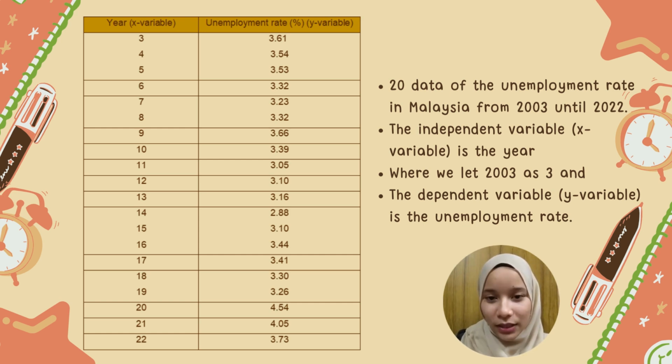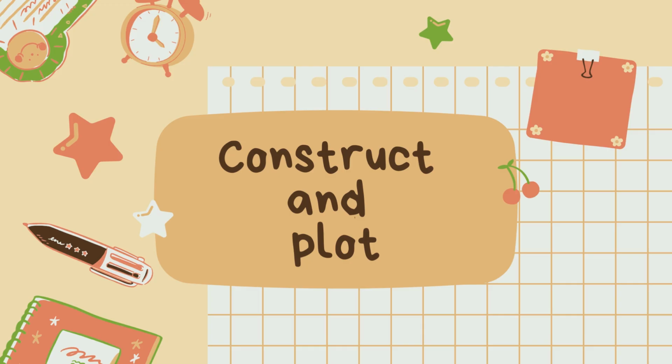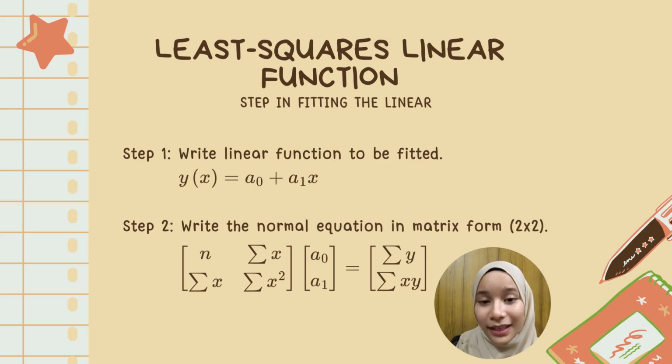Based on the data given, we decided to make an observation on 20 data of the unemployment rate in Malaysia starting from 2003 until 2022. We determine the independent variable. The X variable is the year, where we let 2003 as 3, and the dependent variable, the Y variable, is the unemployment rate. Next, we move to construct and plot.